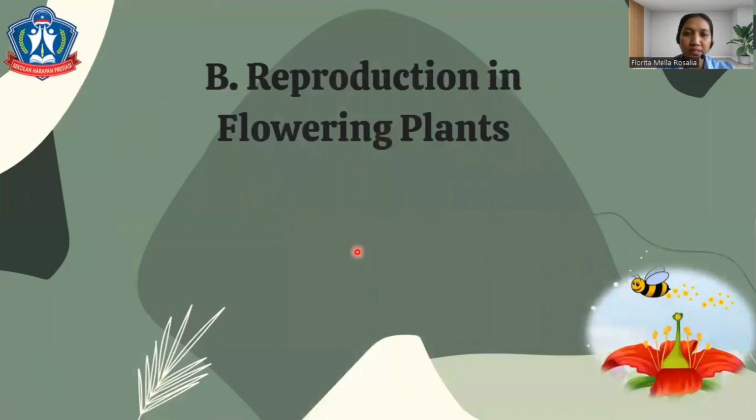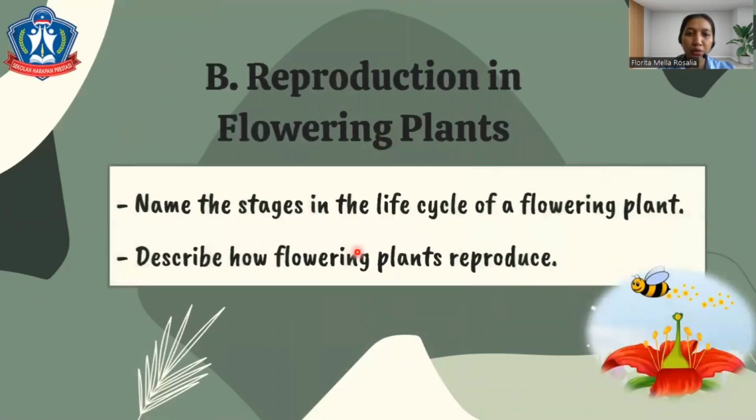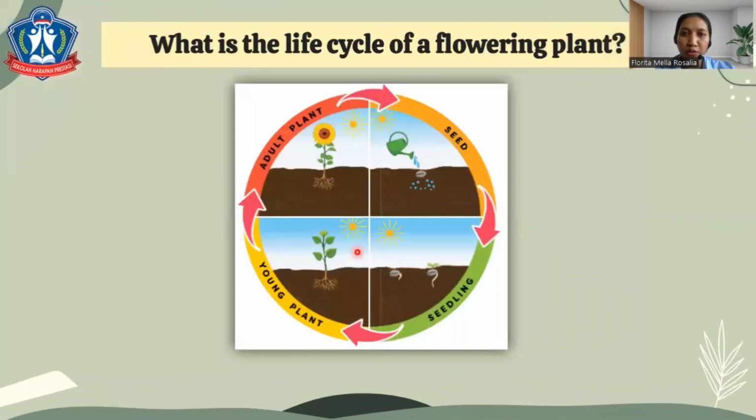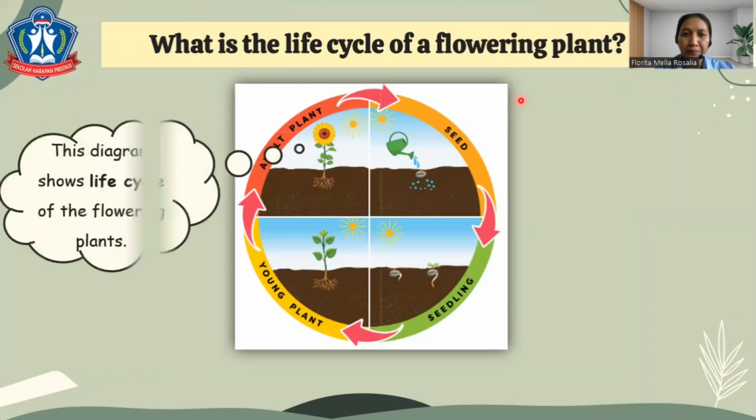Let's continue with the second lesson, reproduction in flowering plants. Here you are going to name the stages in the life cycle of a flowering plant and describe how flowering plants reproduce. You can open the student's book page 8 until 14. Can you take a look at this cycle? What is the cycle of a flowering plant?